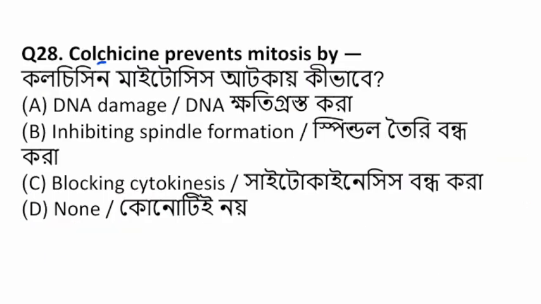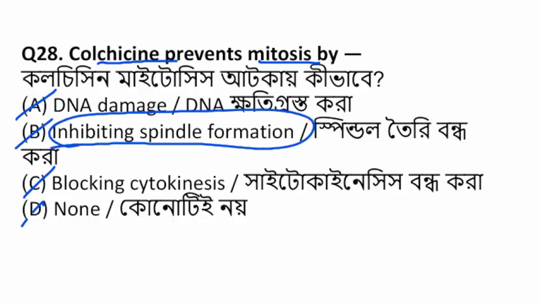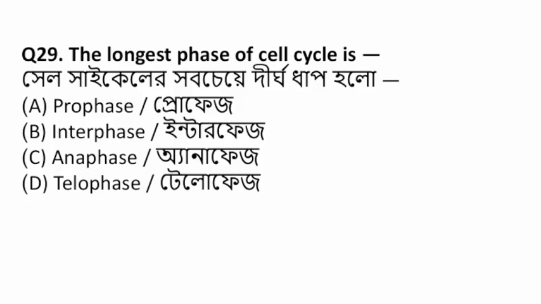Next is, colchicine prevents mitosis by: DNA damage, inhibiting spindle formation, blocking cytokinesis, or none of the above. So colchicine basically inhibits spindle formation. It prevents spindle formation.